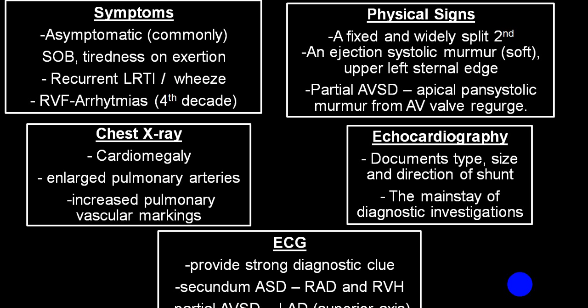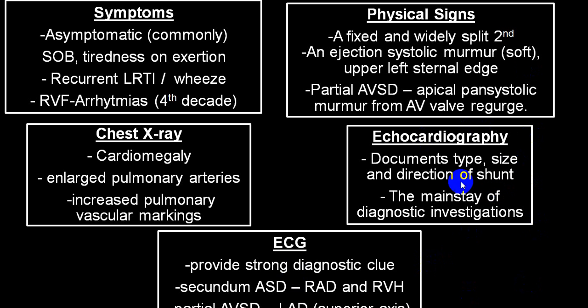Chest X-ray will show you cardiomegaly, mainly RA and RV, and increased pulmonary vascular congestion, so increased pulmonary vascularity. ECG will show you right axis deviation, RVH, P pulmonale. Also, a person can have a right bundle branch block, or sometimes it can be associated with WPW syndrome, etc.